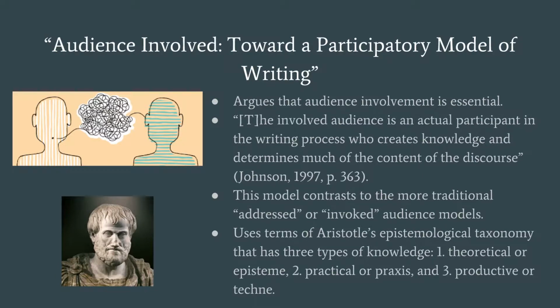And when he is describing the audience involved model, he uses terms of Aristotle's epistemological taxonomy that has three types of knowledge. One is theoretical, or episteme, which is math and philosophy. Number two, practical, or praxis, which includes ethics and politics. And number three, productive, or techne, which includes the arts.